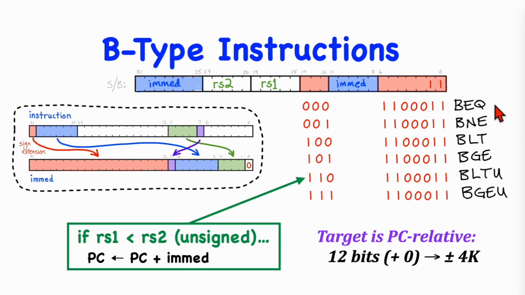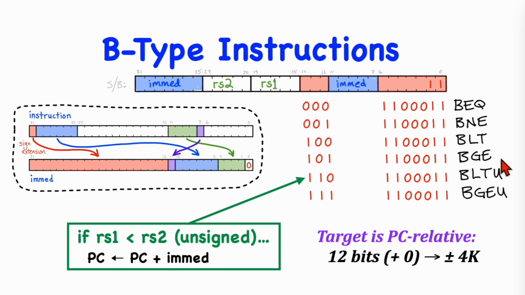We have instructions to test for equal and for not equal. And here we have an instruction to test for the less than condition. As you can see, there's no instruction for greater than, but you can achieve the same effect by simply swapping the registers and using the less than test. So here's an instruction to test for the greater than or equal condition. If you want to test for less than or equal, well, just reverse the registers and use the greater than or equal test.